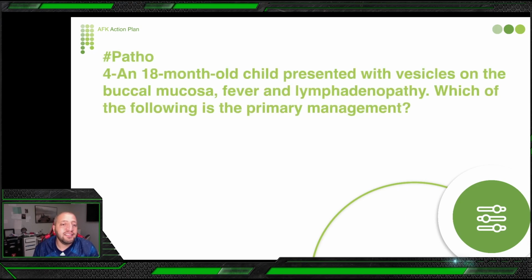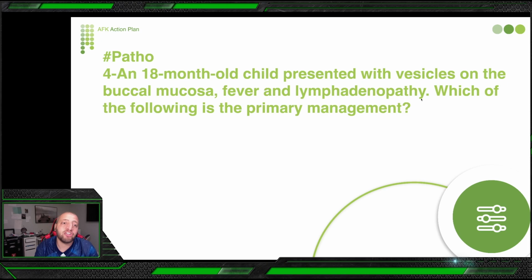Pathology. An 18-month-old child presented with vesicles on the buccal mucosa, fever, and lymphadenopathy. Which of the following is the primary management? Before you read the options, you should think about which condition we are speaking about here. The very important keyword here is 18 months, which will let you think about some specific condition. Then let's go on: vesicles on the buccal mucosa, fever, lymphadenopathy.